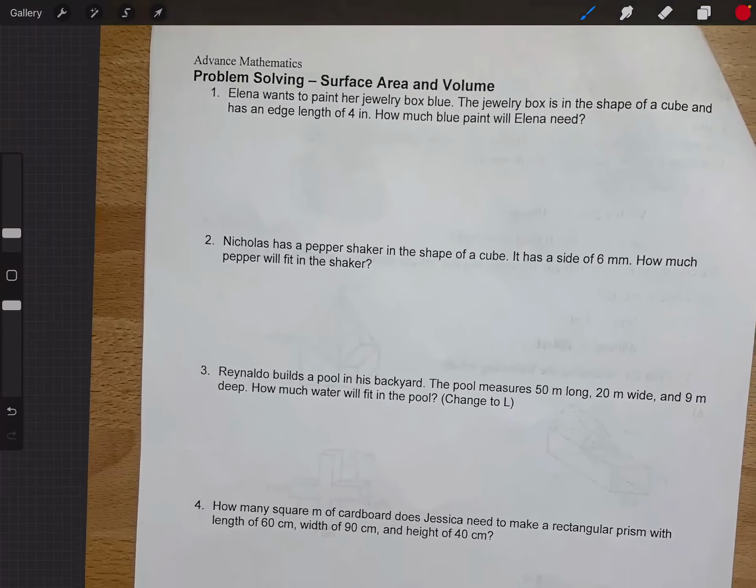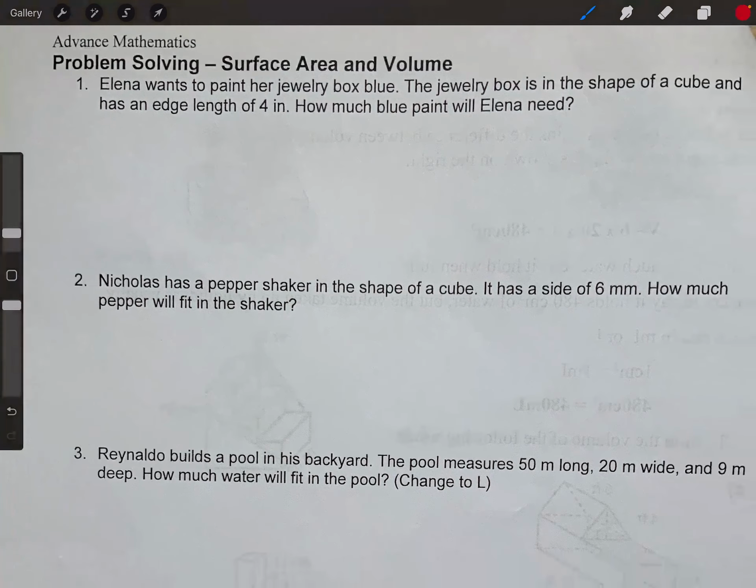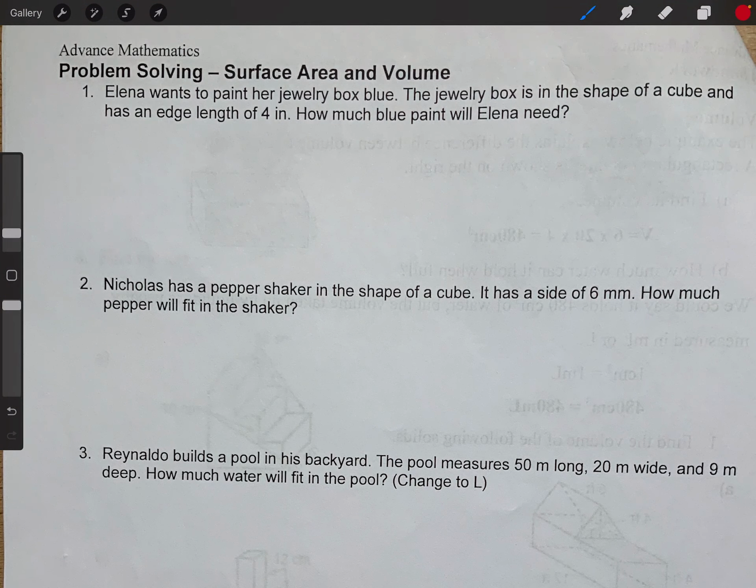Next question, page 8. Eleanor wants to paint her jewelry box blue. The jewelry box is in the shape of a cube. So here's your cube, and it has an edge of 4 inches. So each edge is 4 inches. How much blue paint will Eleanor need?